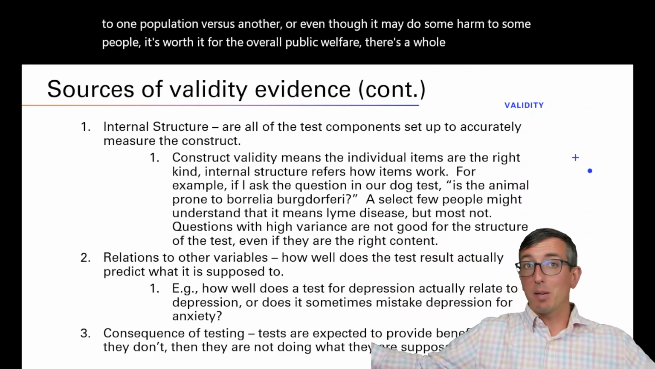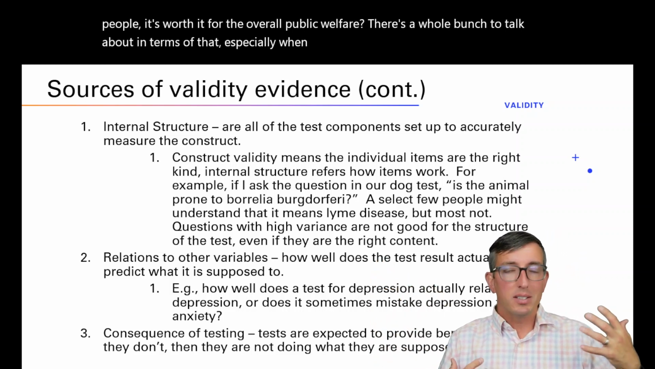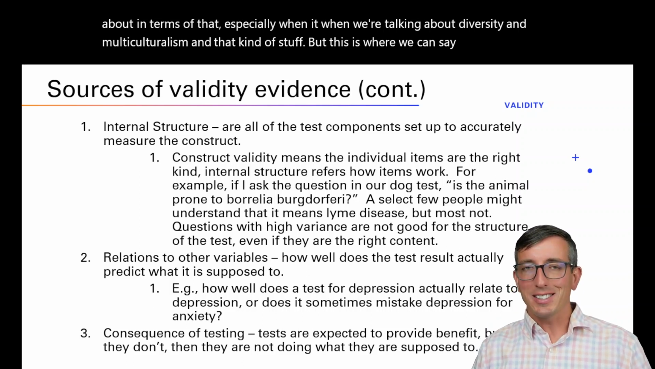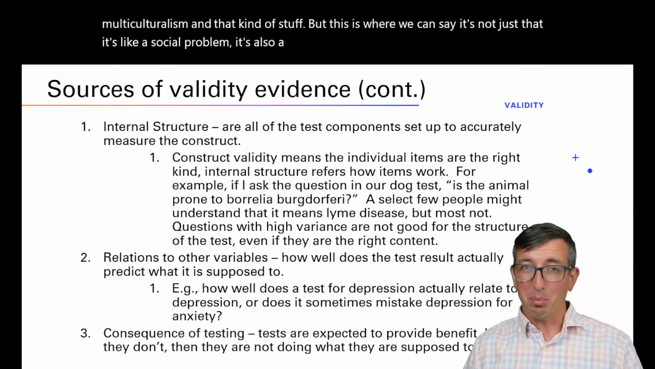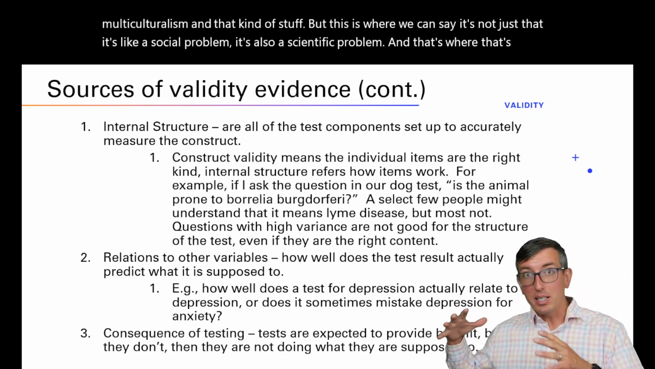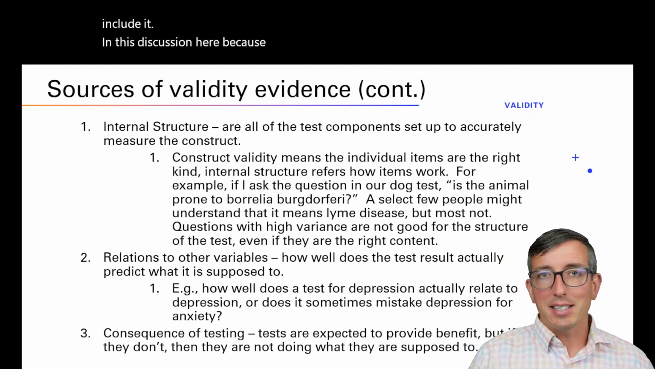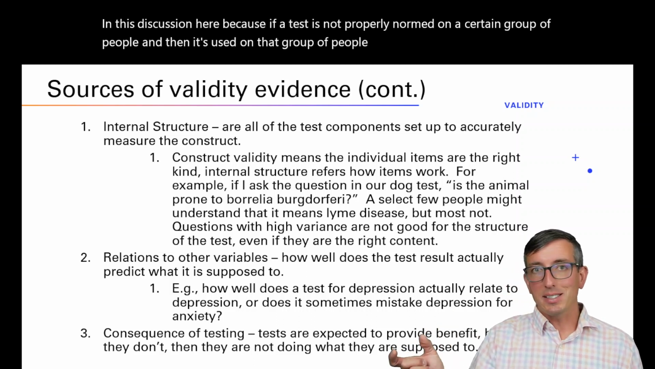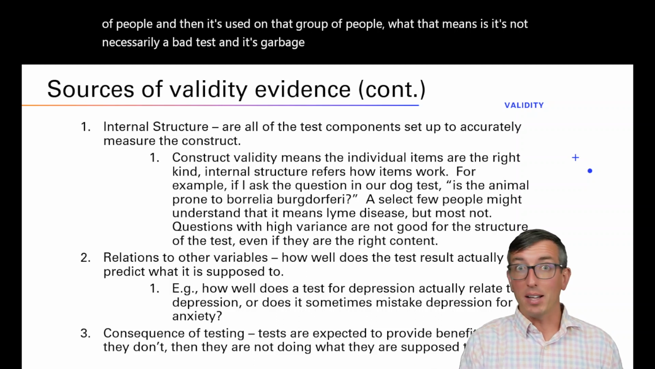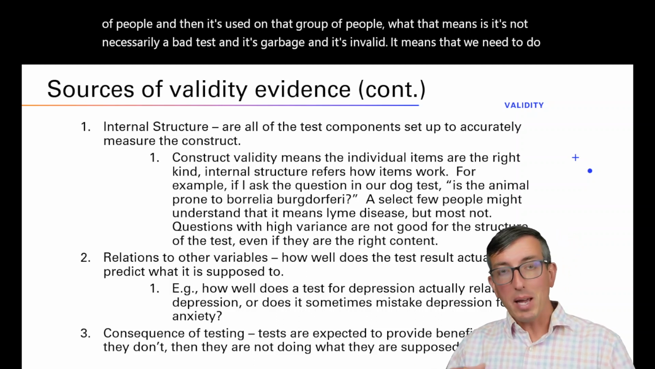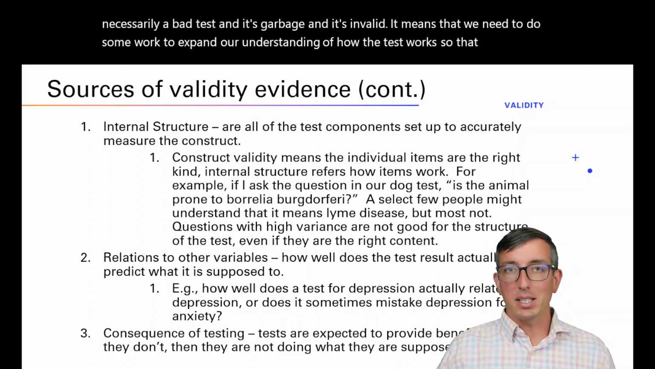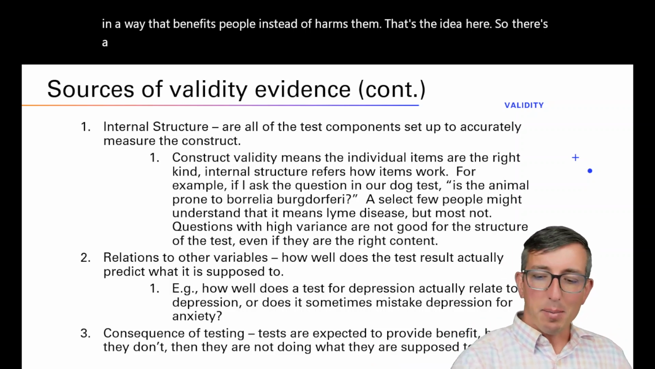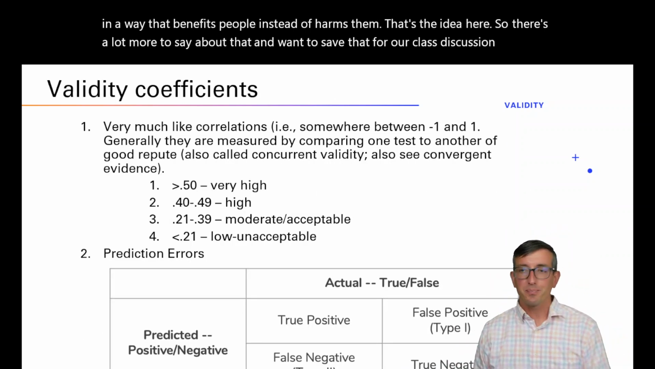There's a whole bunch to talk about in terms of that, especially when we're talking about diversity and multiculturalism, that kind of stuff. But this is where we can say it's not just a social problem, it's also a scientific problem. And that's why we include it in this discussion here. Because if a test is not properly normed on a certain group of people and then it's used on that group of people, it's not necessarily a bad test and it's garbage and it's invalid. It means that we need to do some work to expand our understanding of how the test works so that we can use it in a way that benefits people instead of harms them. That's the idea here. There's a lot more to say about that, and we'll save that for a class discussion some other time.